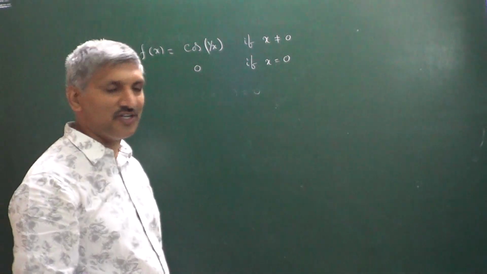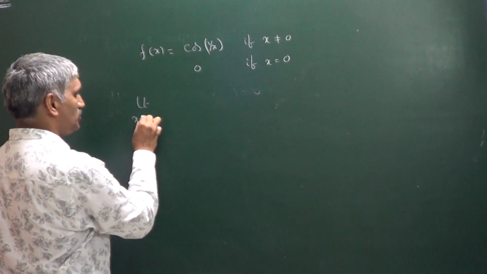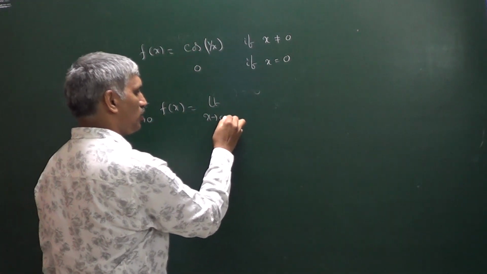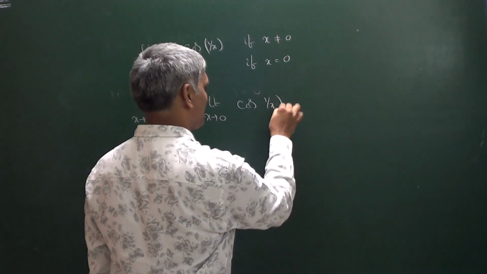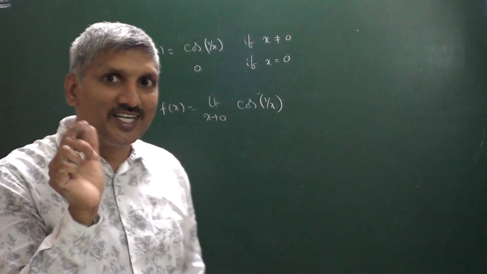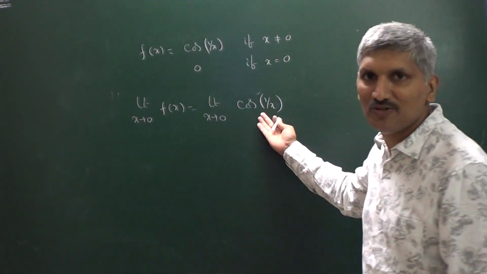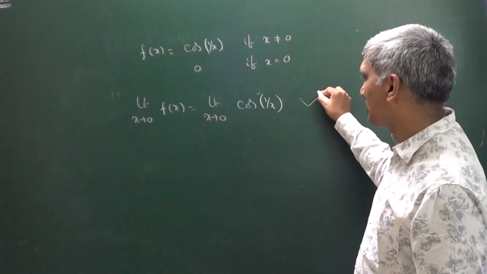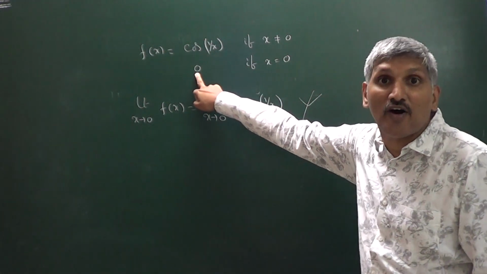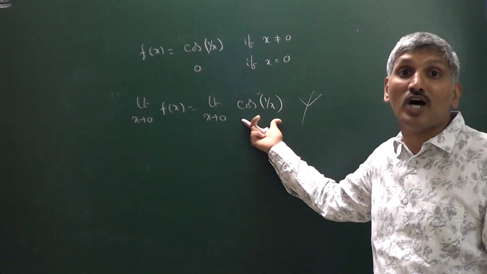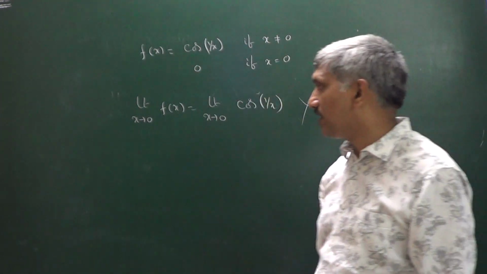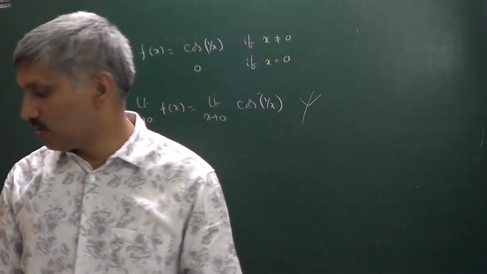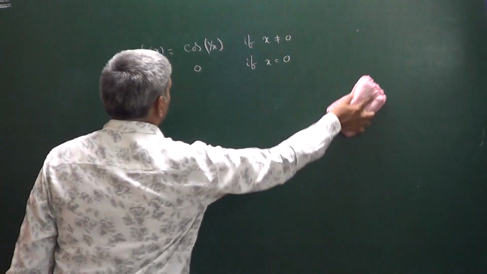Right? Why is it not continuous? The reason is limit x tends to 0, f of x is equal to limit x tends to 0, cos 1 by x. That's what we discussed earlier: oscillating discontinuity. Because this limit value oscillates between minus 1 and plus 1, and f of 0 is given as 0, that's why the function is not continuous. Once the function is not continuous, it is not differentiable at x is equal to 0.